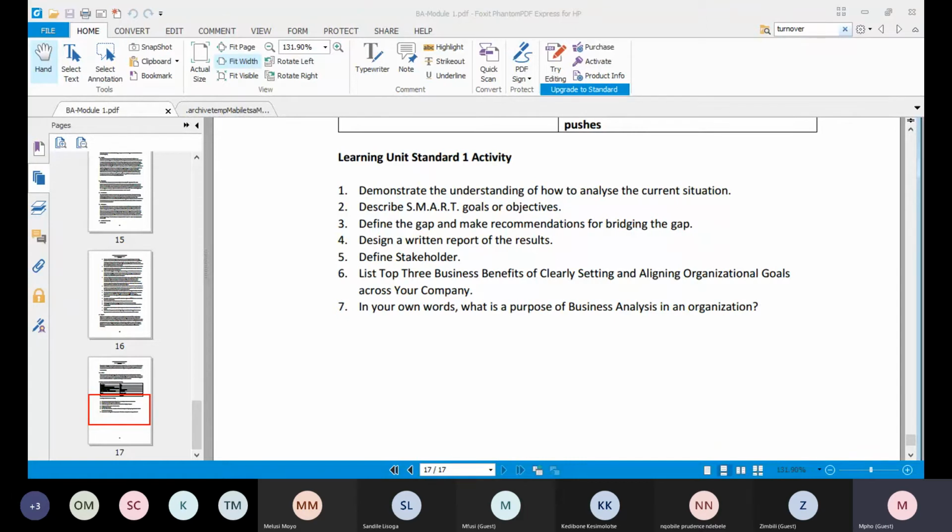Okay, I see Mfusi, you have your hand raised. I'd like to think it's the foundation. You can't have a business if you don't have a business analysis. It's like your SWOT analysis, your strengths, your weaknesses, your threats. So that's the foundation of the business. In order for you to have a successful business, you have to do a business analysis first. Yes, that's correct. I see Kiriboni, you also have your hand raised.